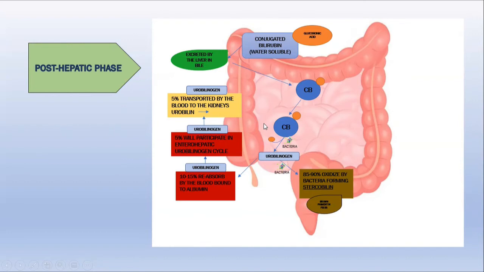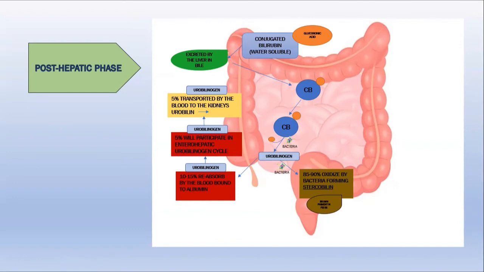So when the conjugated bilirubin is in the small intestine, itong conjugated bilirubin nandito na sa ating small intestine, it will travel along to the large intestine. So meron ditong section sa ating intestine called ileum. So in this section, the conjugated bilirubin will be converted by the intestinal bacteria, specifically Enterobacteriaceae, into urobilinogen by removing the glucuronic acid by hydrolysis.